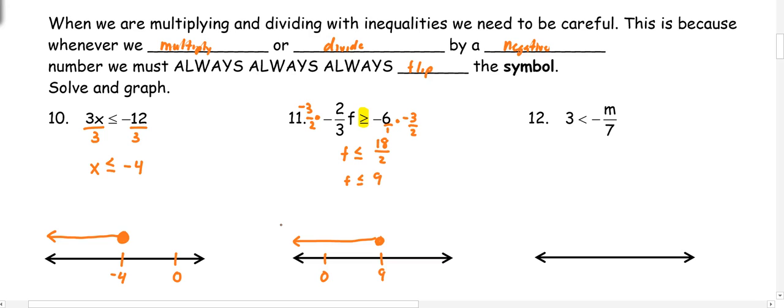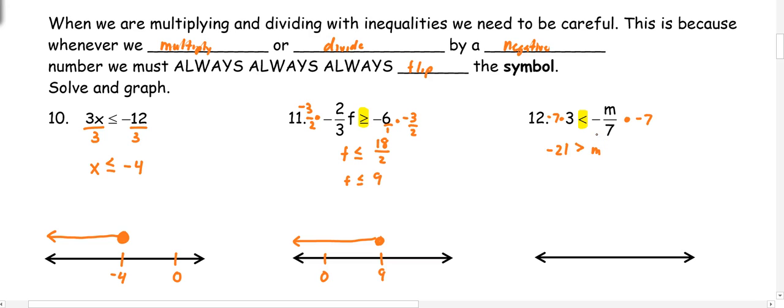Number 12, m over 3 is less than or equal to m over negative 7. So we're going to multiply both sides by negative 7. Because we multiplied by negative 7, again, our sign has to flip. So this becomes negative 21 is greater than m.